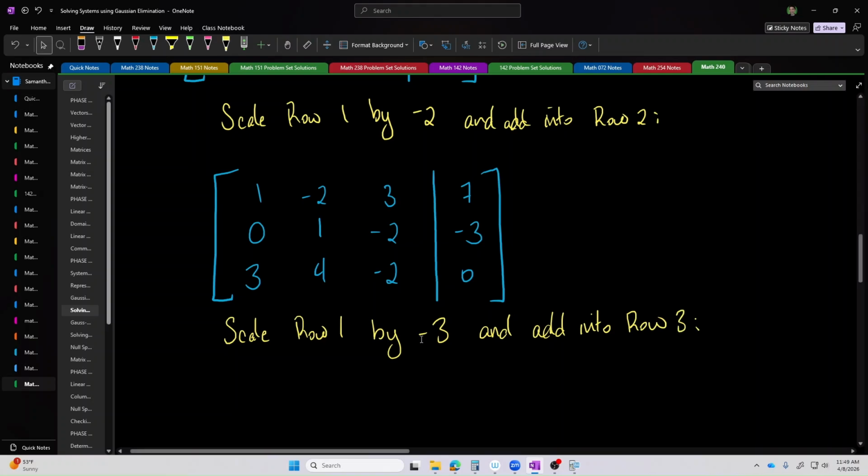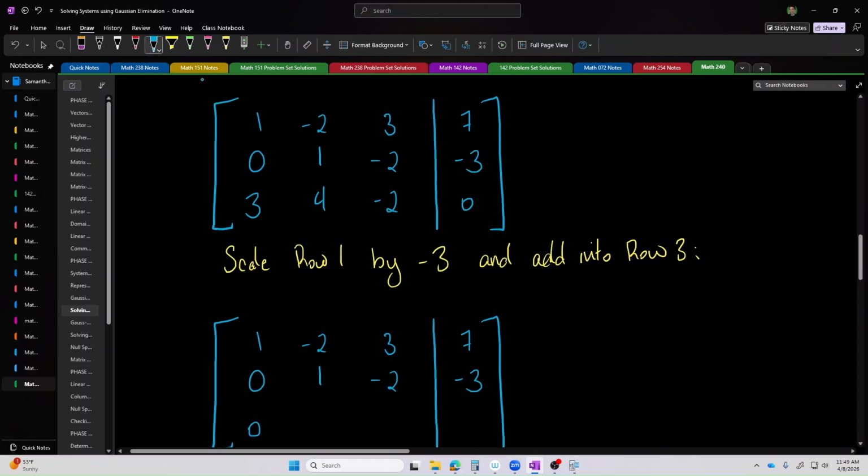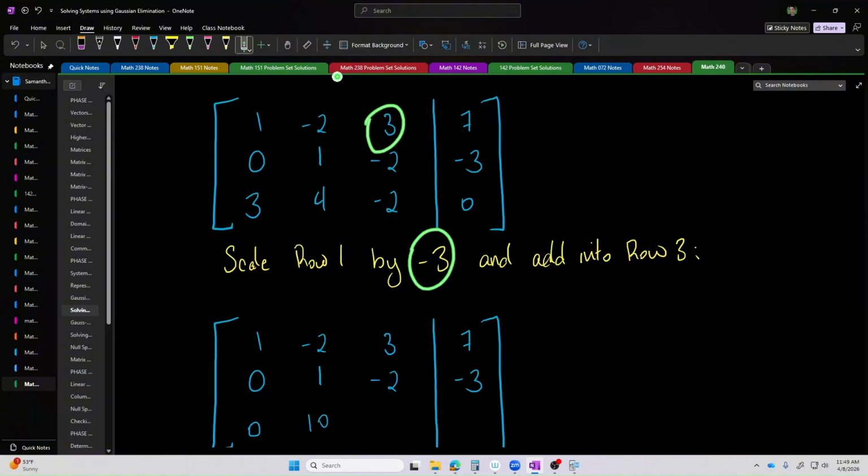Add that down. So we have negative 2 times minus 3, that's 6. 6 plus 4 is 10. We have 3 times minus 3, that's minus 9. Minus 9 plus negative 2, that's negative 11. And then finally in the constants column, we have 7 minus 3, that's negative 21. Negative 21 plus 0, so that's negative 21 back here.